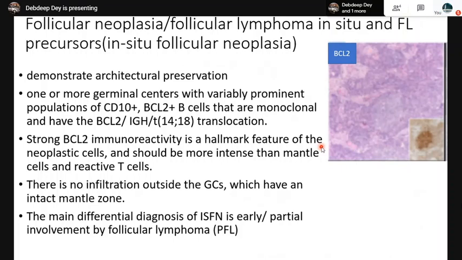Strong BCL2 immunoreactivity is a hallmark feature of neoplastic cells, and this should be more intense than the mantle cells and the reactive T cells. The other important thing you have to notice is that there is no infiltration outside the germinal center, which should have an intact mantle zone. Now, the main differential diagnosis here is an early or partial involvement by follicular lymphoma. It is possible that you might miss a follicular lymphoma in situ. It is not a problem because normally it is a fortuitous discovery. But it is important not to miss a partial involvement by follicular lymphoma.